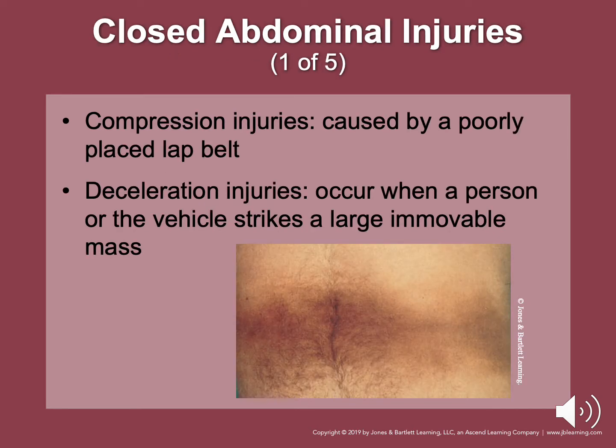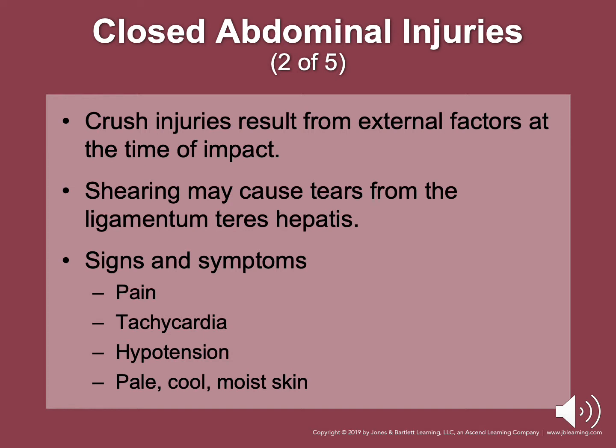So, closed abdominal injuries. Compression injuries are typically caused by a poorly placed lap belt, deforming hollow organs and increasing the pressure within the abdominal cavity. Deceleration injuries occur when a person or the vehicle in which he or she is traveling strikes a large immovable mass. Crushing injuries result from external factors at the time of impact, so the solid organs are at the greatest risk with crushing injuries. Shearing may cause tears from a ligament.